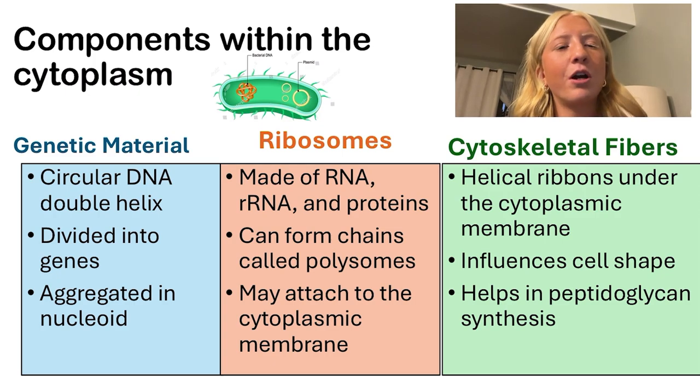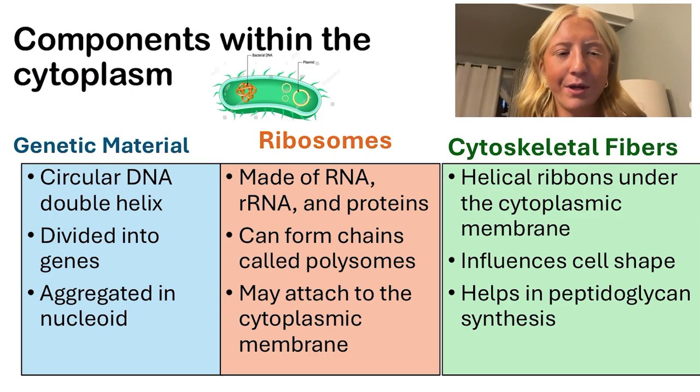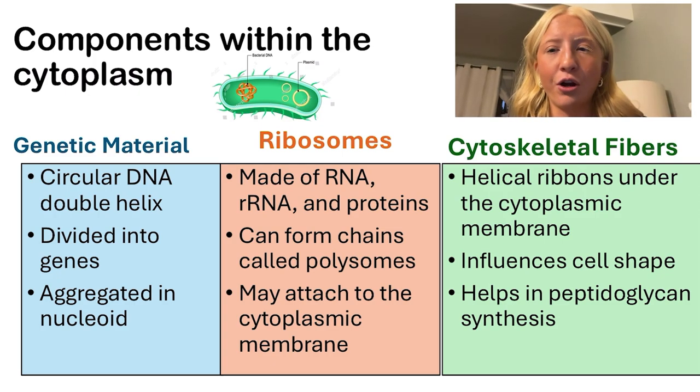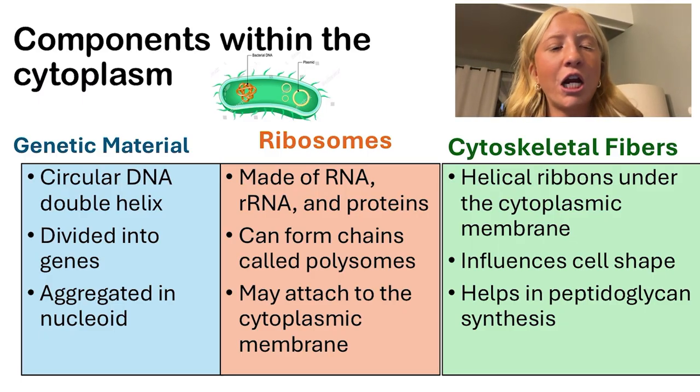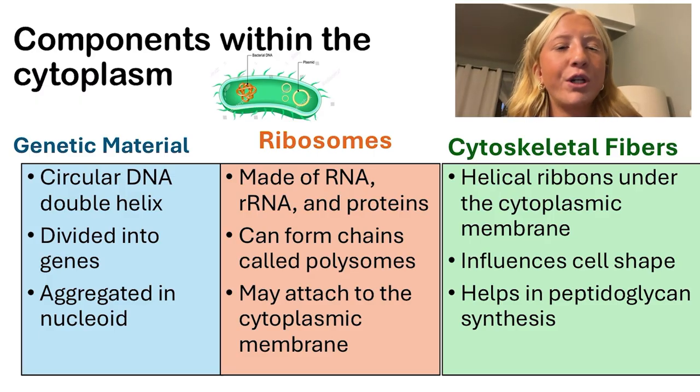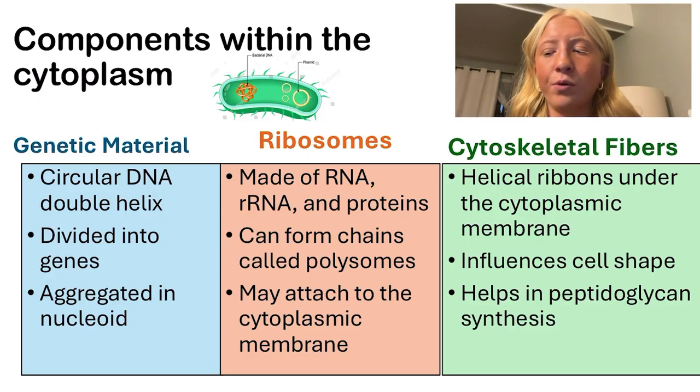So I finally want to talk about the components within the cytoplasm. This includes genetic material like DNA. It's inside the cytoplasm, but it's found aggregated within the nucleoid. The DNA is circular, it has no loose ends, which is different from eukaryotes. You know, there are free ends on the DNA helix. This is different. It's in a complete circle.